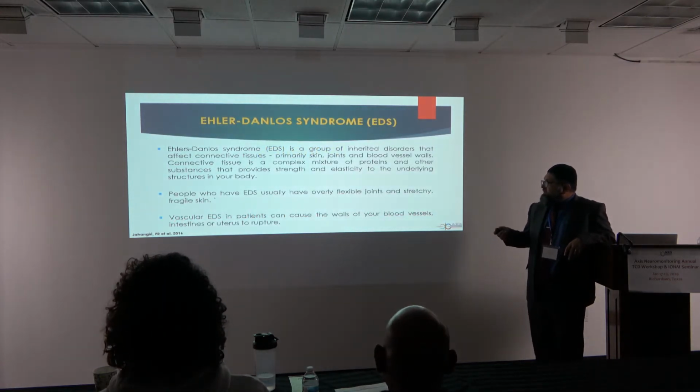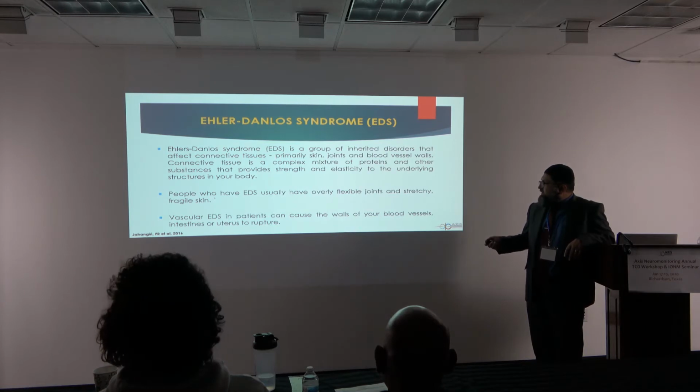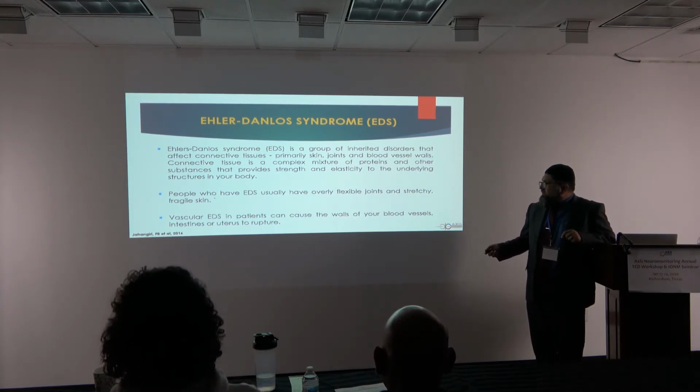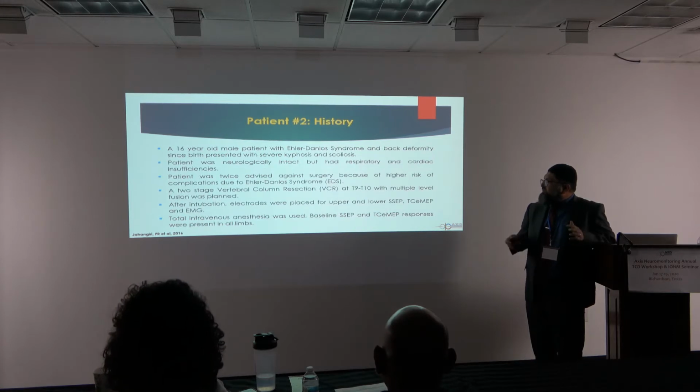So these are inherited disorders with flexible joints and very stretchy and fragile skin. Vascular EDS can cause the walls of your blood vessels to rupture very easily. This was a 16-year-old male with EDS and back deformity.